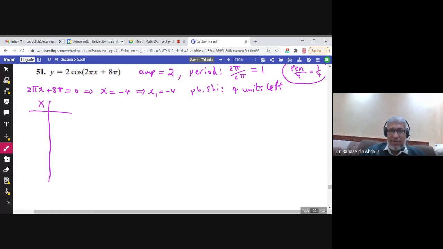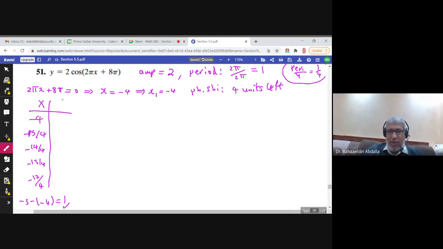The first x is, we said, negative 4, and we will add 1 over 4. Negative 4 is negative 16 over 4. So adding 1 over 4 would be negative 15 over 4. Then negative 14 over 4. Then negative 13 over 4. Then negative 12 over 4. And these are the 5 key points, the 5 x values. And if you subtract, this is actually negative 3. Negative 12 over 4 is negative 3. If you subtract negative 3 minus negative 4, you will get 1, which is the period.